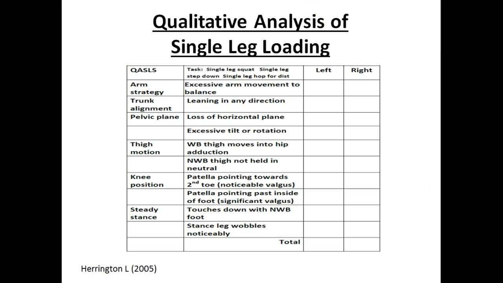So this is part of the qualitative analysis of single leg loading, where we get someone to just do a single leg squat, a single leg step down, and then a single leg hop for distance. So three strategies: a squat, a hop, and a step down. We're going to have a look at their arms, their trunk alignment, their pelvis, their thighs, their knee position, and their steady stance between left and right, and that will give you a score. And that's by Dr. Lee Harrington and his team at the University of Salford here.